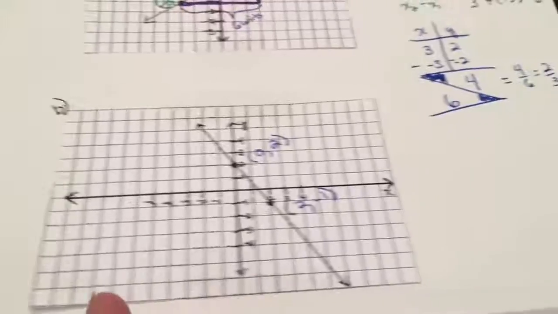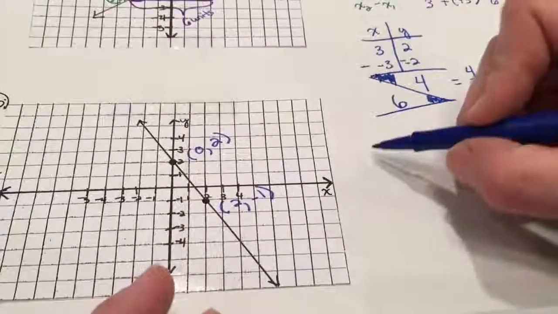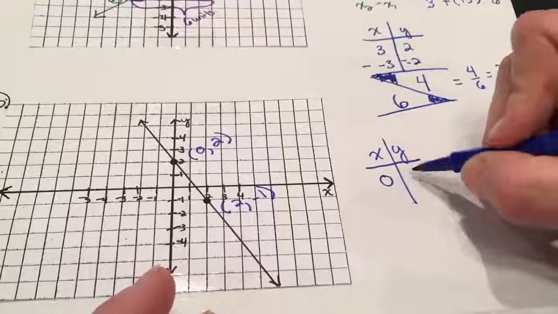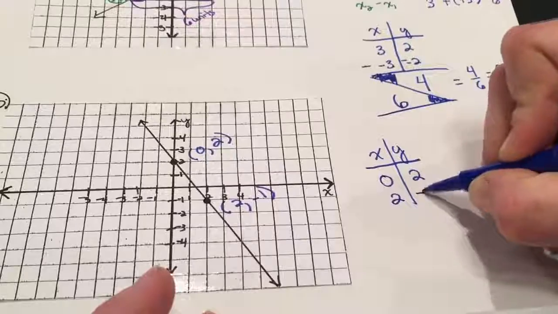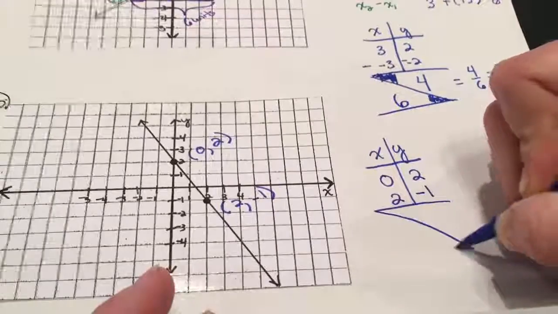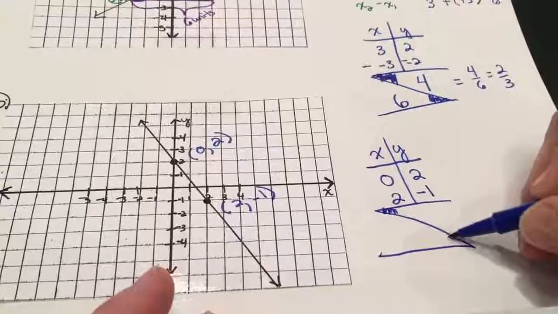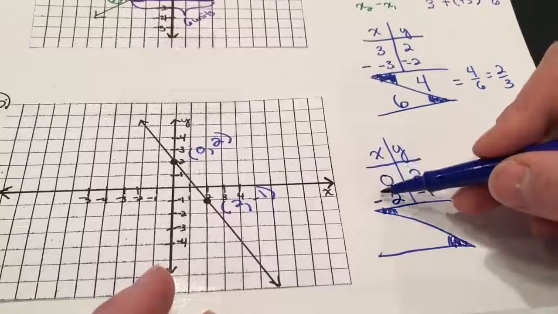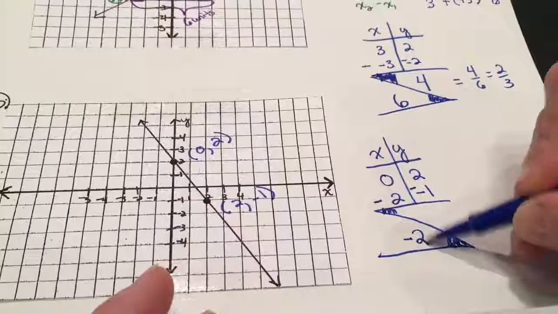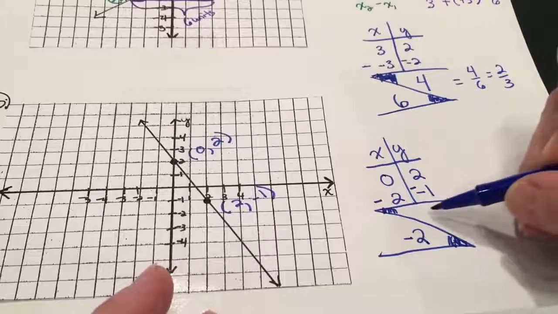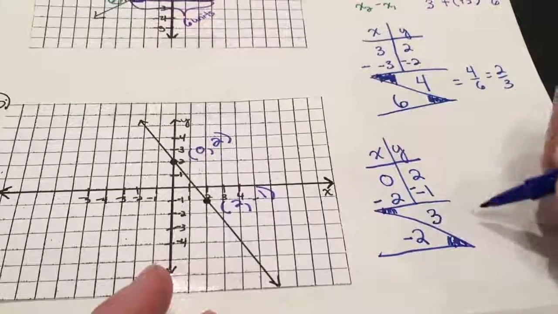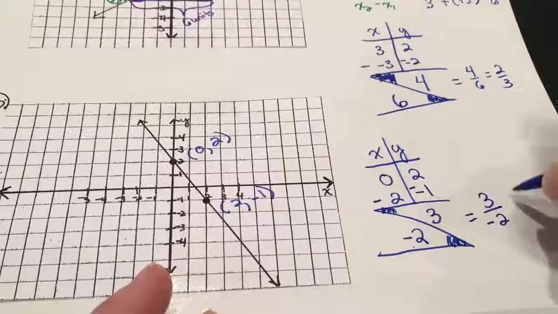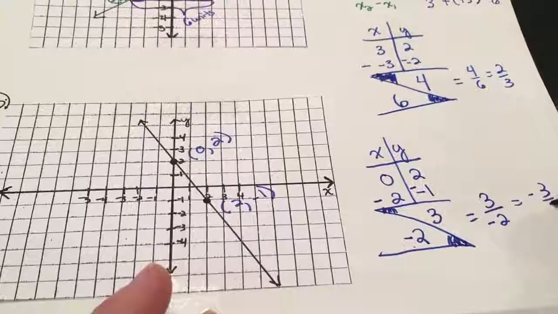Those are my 2 points. So if I use this method that I just showed you last, which is the XY chart, I have 0, 2, 2, -1. Mask of Zorro backwards, and subtract. 0 minus 2 is negative 2, and 2 minus a negative 1 is positive 3. That gives me 3 over negative 2, which is equal to negative 3 over 2.